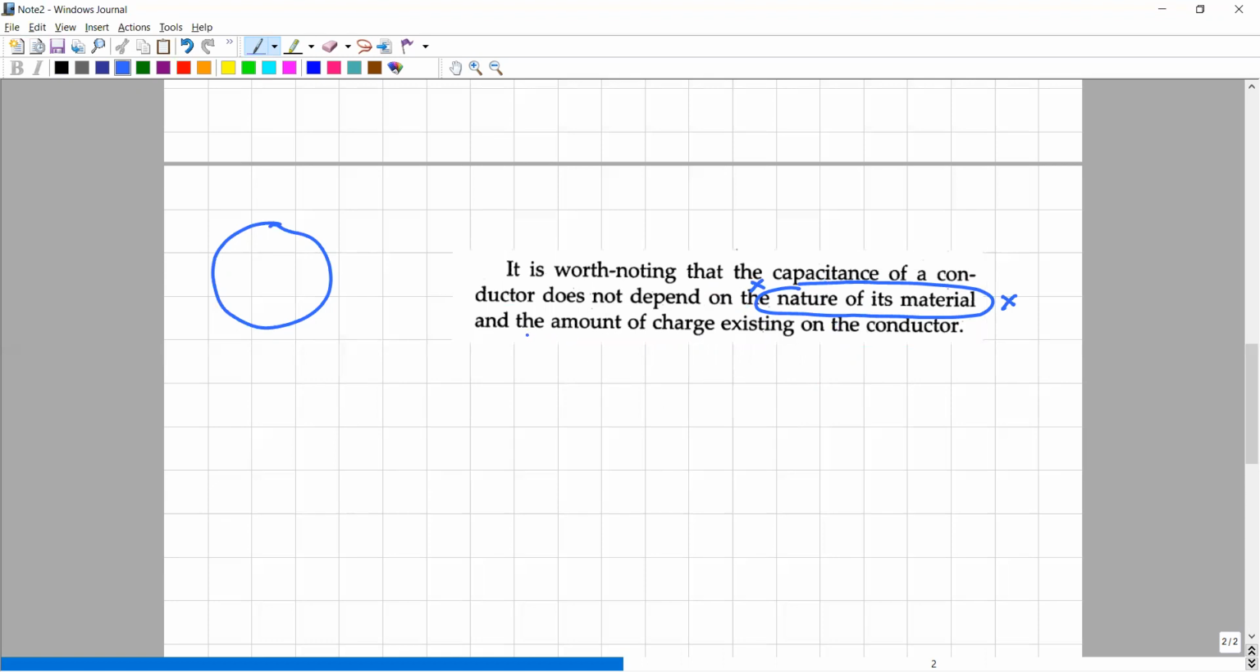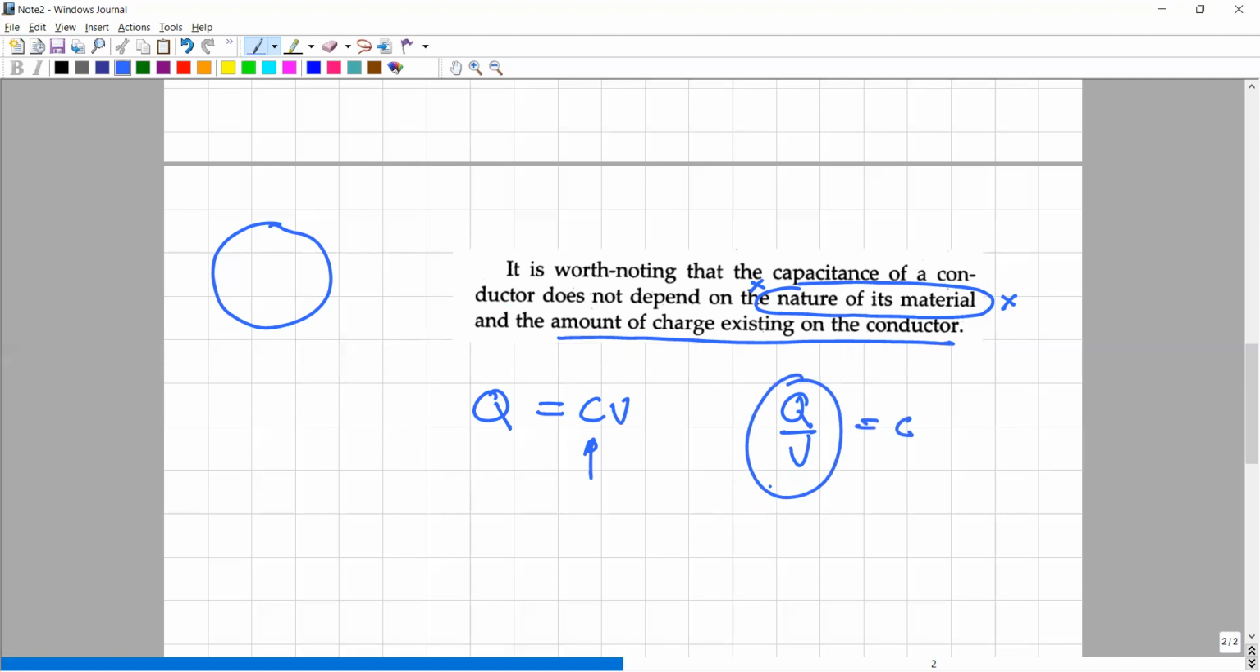Now, the amount of charge existing on the conductor, this point is important to you. See how the amount of charge existing on the conductor does not matter. We have just now done Q is equal to CV. C, that is the capacitance, happens to be a constant. So the ratio Q by V, the Q individually may change, that is the charge may change, and proportionately the value of V will also change, because capacitance is basically a ratio between Q and V.